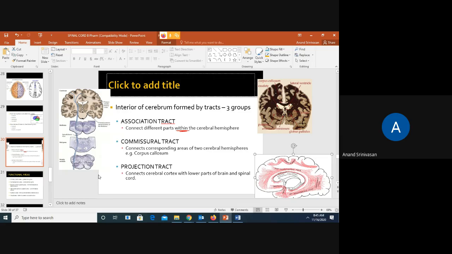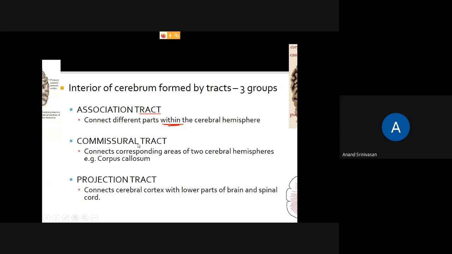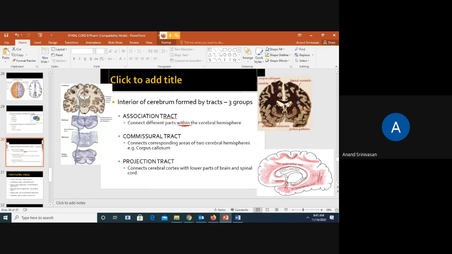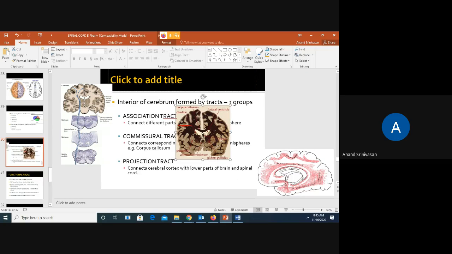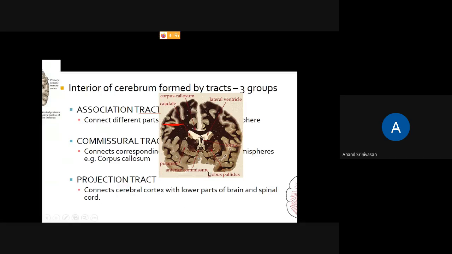Now, what is the next one? The next one is the commissural tract. So what is this commissural tract? They connect corresponding areas of the brain of two cerebral hemispheres. So here you can see the example.